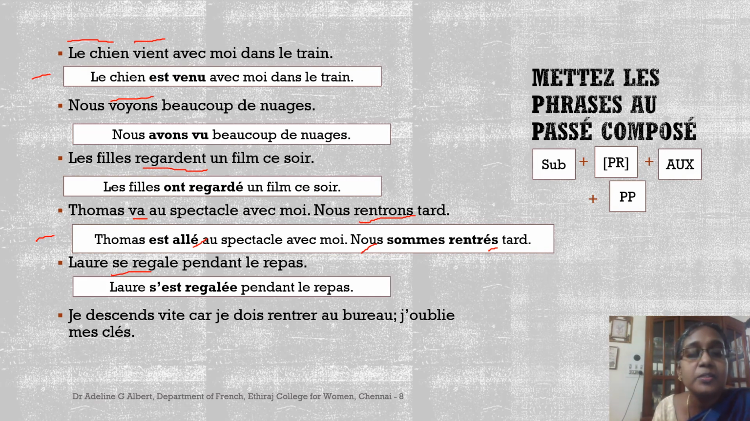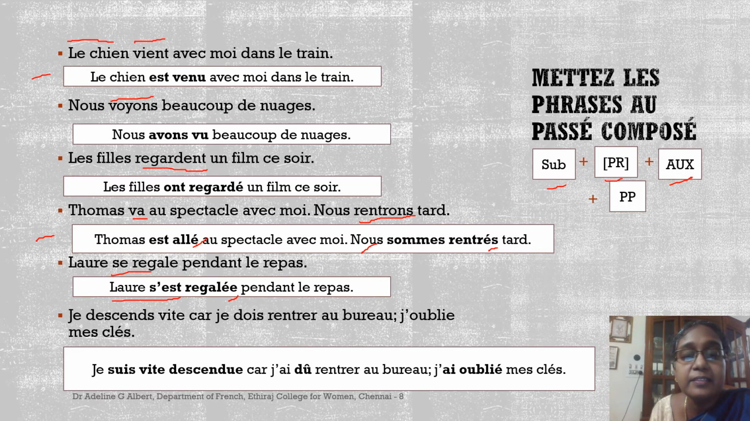Laure is a girl. Laure s'est régalée. You have the subject followed by your pronoun here, and then you have your auxiliary, and that is what you have over here: subject, pronoun, auxiliary, and I have an extra E here because Laure is a girl. Je descends vite. Descends, remember the mountain, climbing up the mountain, falling down the mountain. They are être verbs, and je suis vite descendu. Now since I have imagined that I am speaking, I have added an extra E. If you think it is Thomas who's speaking, do not add an extra E.